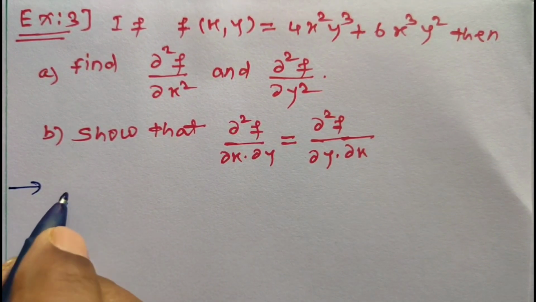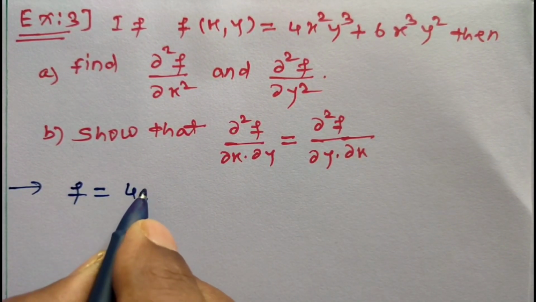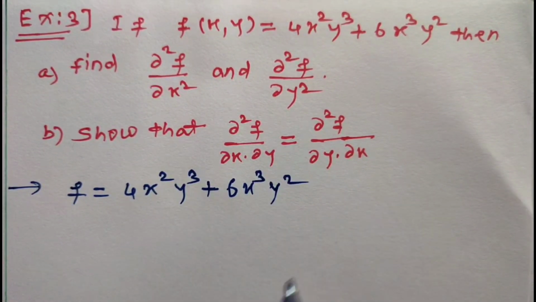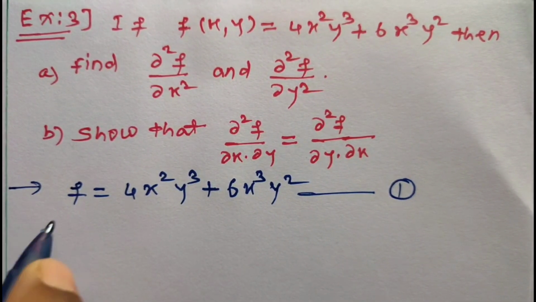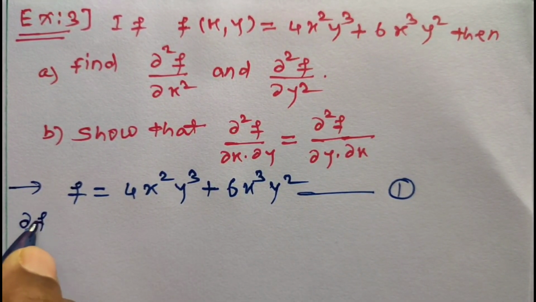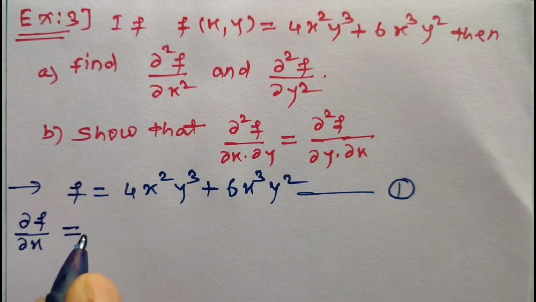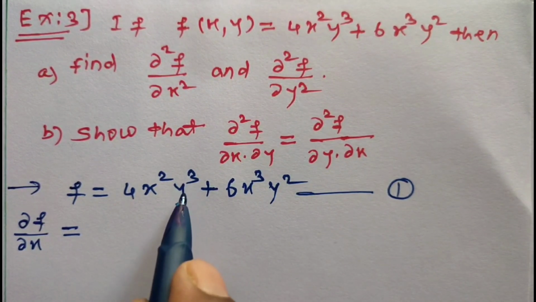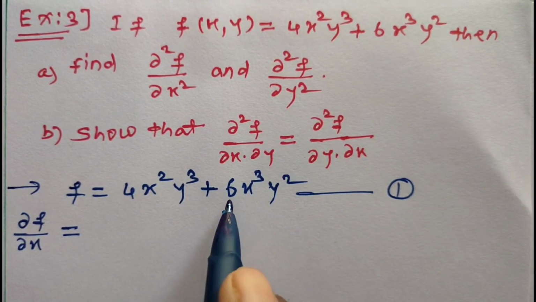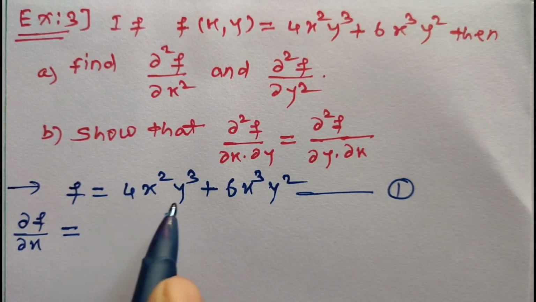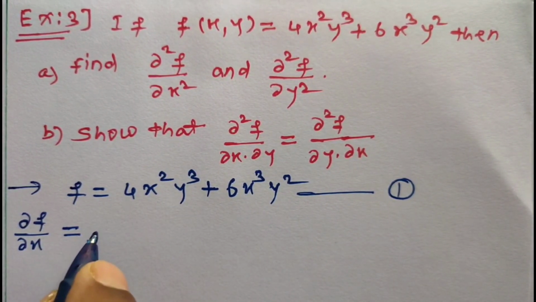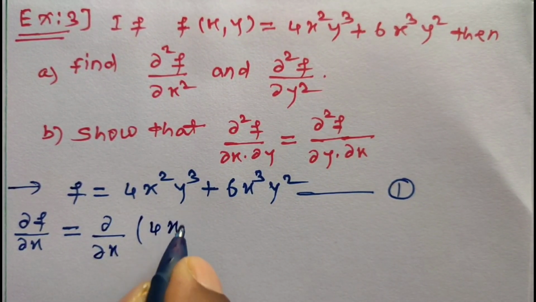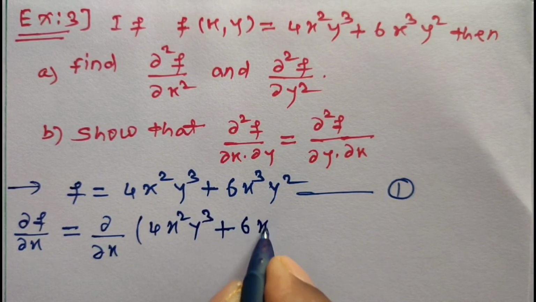First of all, consider the given function as f is equal to 4 times x squared y cubed plus 6 times x cubed y squared. Suppose this is 1. And now partially differentiate f with respect to x. ∂f/∂x is equal to, considering y and functions of y as constant, we are partially differentiating with respect to x, this y cubed becomes a constant coefficient, and here 6y squared becomes a constant coefficient, and here 4y cubed becomes a constant coefficient. So we can write the partial derivative of the right hand side with respect to x, and the right hand side is 4x squared y cubed plus 6x cubed y squared.